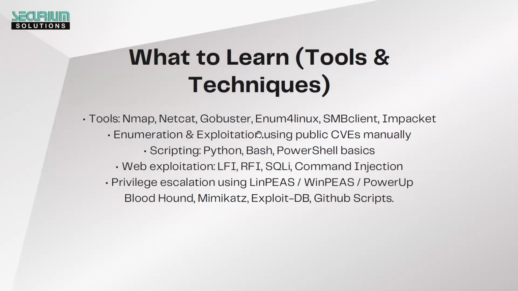And for enumeration and exploitation, use public CVEs manually. You'll have a lot of CVEs and a lot of scripts that could come up. You have to find the public CVEs for every vulnerability, for every service that is running. Sometimes you'll have to find out the version and find CVEs. Then you have to go for the basic scripting part, because Python, Bash, Ruby, PowerShell, these basics you must know. You must know how to understand how code is written.